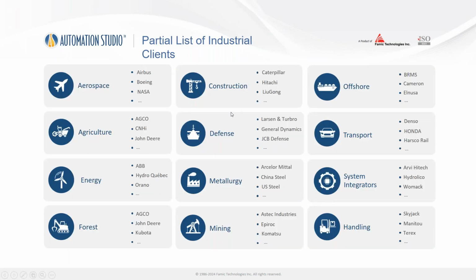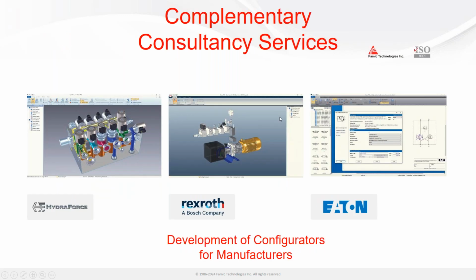Then this is a partial list of our industrial clients. In aerospace, we have Airbus, NASA. In agriculture, we have AGCO, John Deere. In energy, ABB. In forestry, John Deere. In construction, Caterpillar. In defense, Larsen and Toubro. In metallurgy, we have China Steel. In mining, Epiroc. In offshore, Cameron. In transport, Honda. In system integrators, OMAC. And in handling, Skyjack. These are the list of our customers.